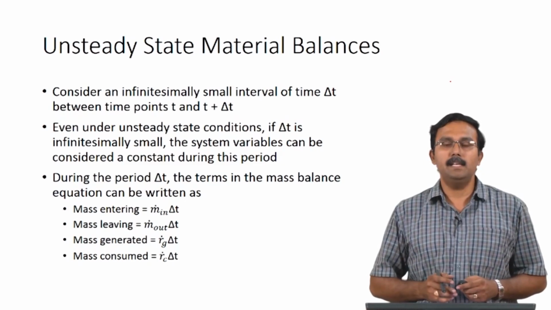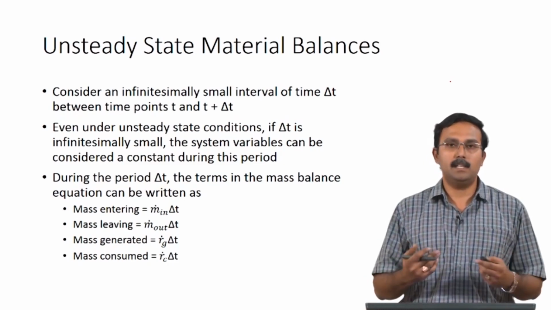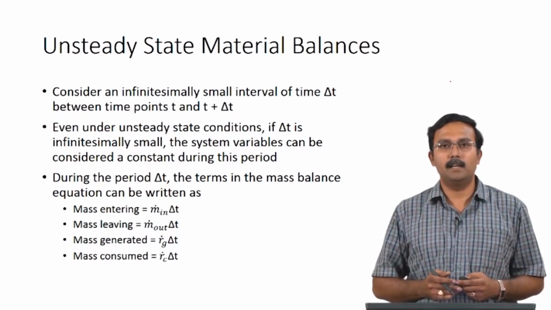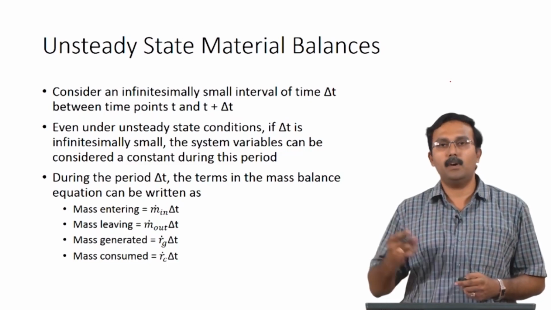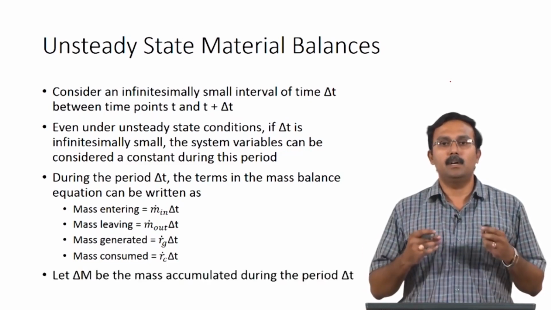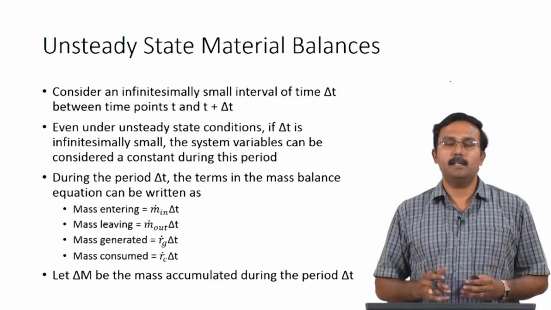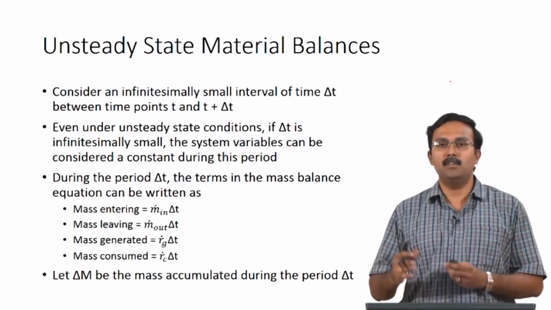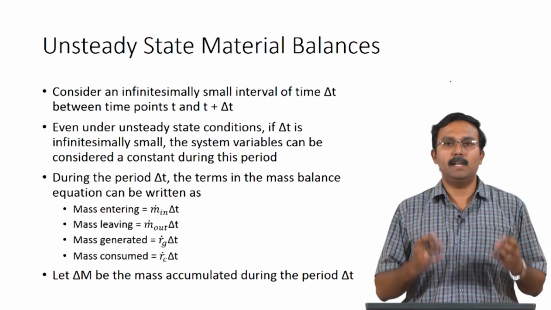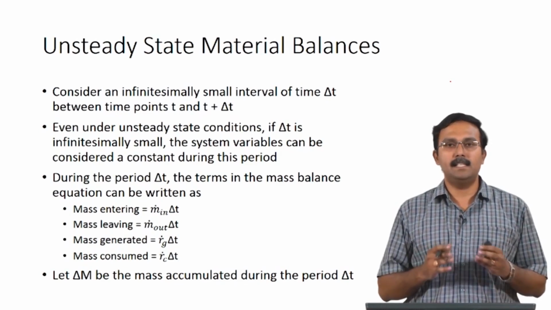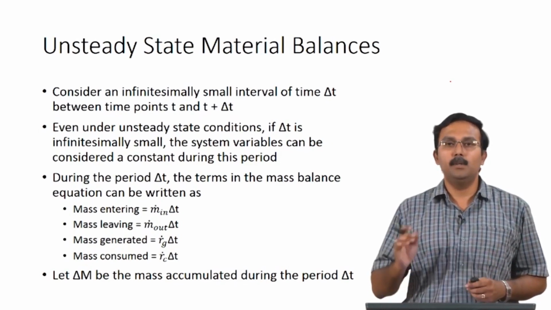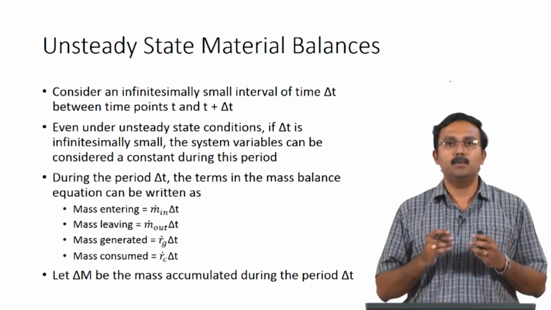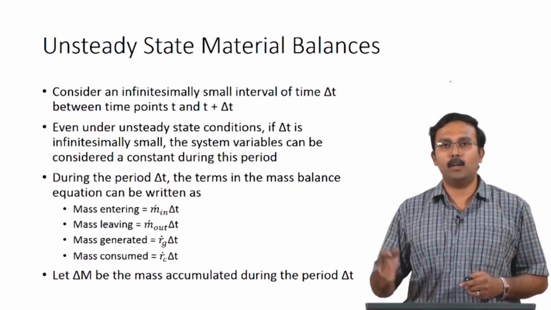Now that we have these terms, we can plug them into the general material balance equation we had. However, we still have to account for accumulation. Accumulation is nothing but change in mass over the period of time. So, we can assume delta m is the change in mass inside the system during this period delta t. So, this delta m is the accumulation.